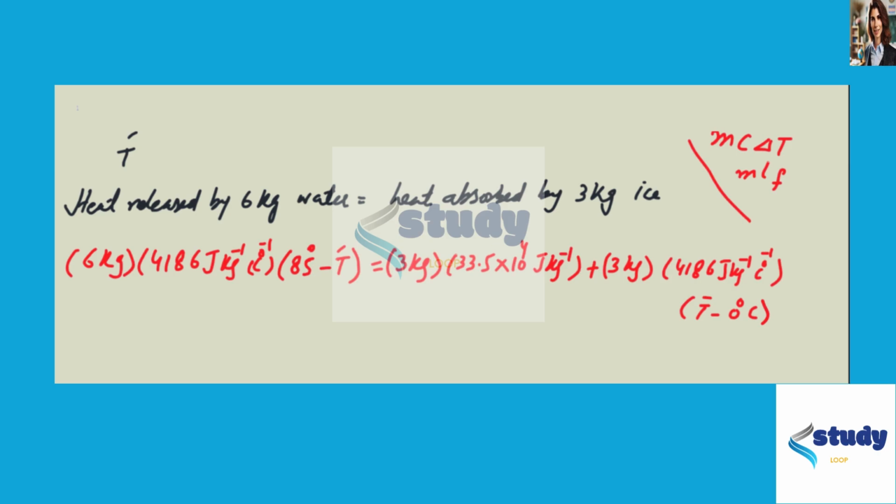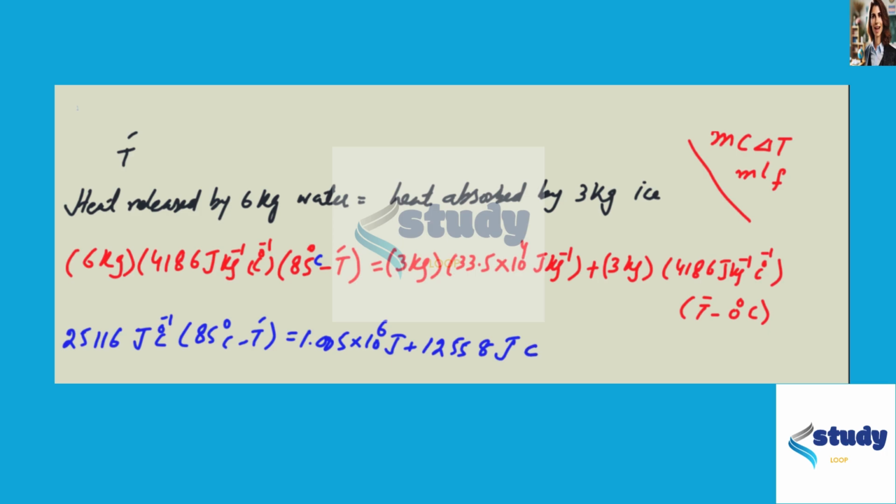So this gives us 6 times 4186, which is 25116 joule per degree Celsius, into 85 degrees Celsius minus T prime, equal to 3 times 33.5 times 10 to the power 4, which is 1.005 times 10 to the power 6 joule, plus 3 times 4186, which is 12558 joule per degree Celsius, into T minus 0, that is T.